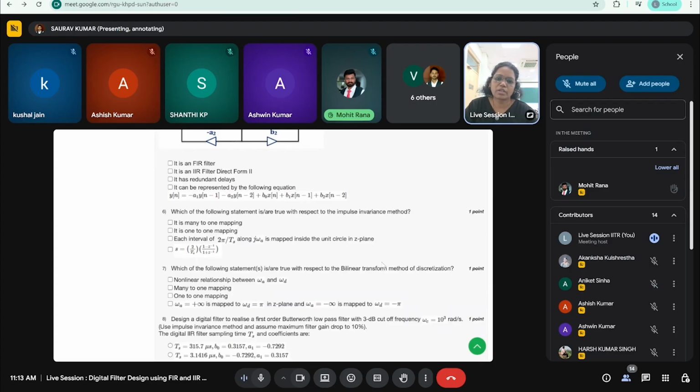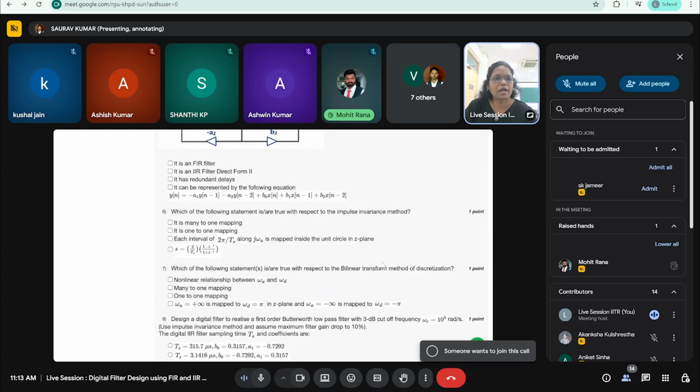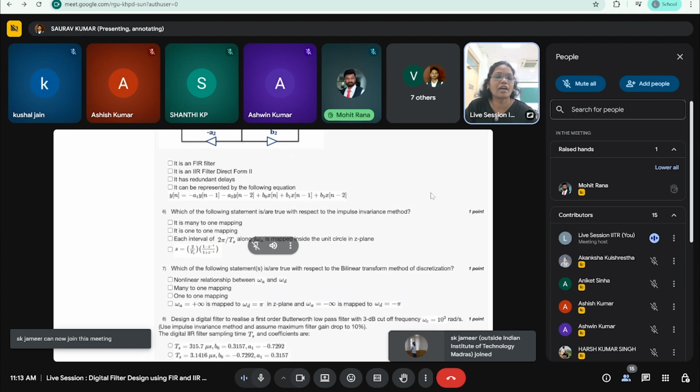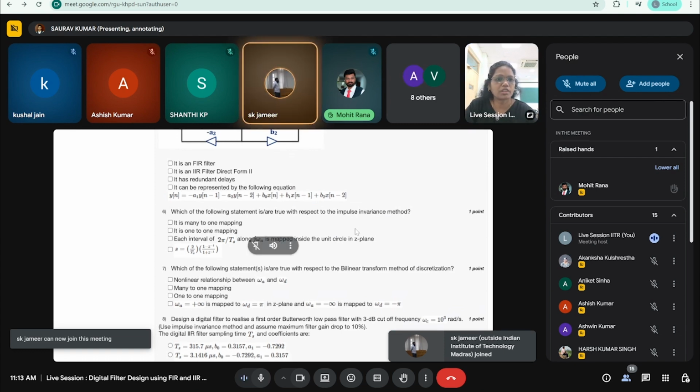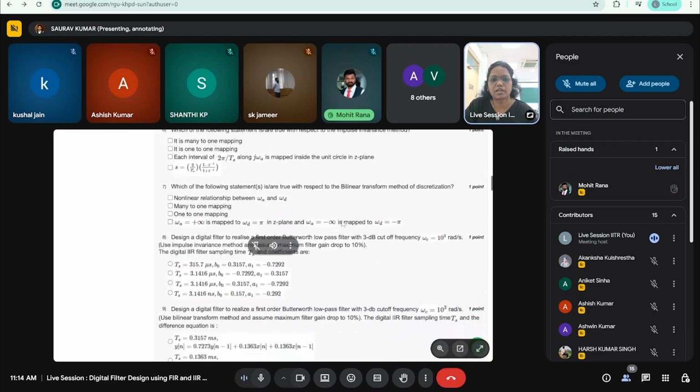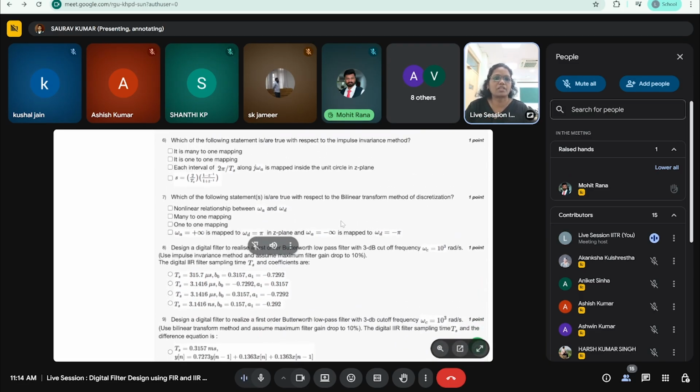The sixth question is about the impulse invariance method. It is about the mapping between the analog S plane and the Z plane. Every strip in the impulse invariant method is mapped inside the unit circle, so it is more stable also. But it is not one-to-one mapping, it's a many-to-one mapping, because you will have different strips in the S plane, and every strip will get inside the unit circle in the Z plane.